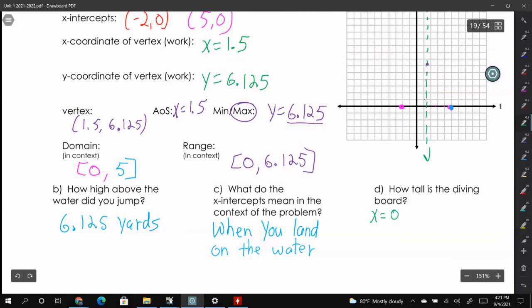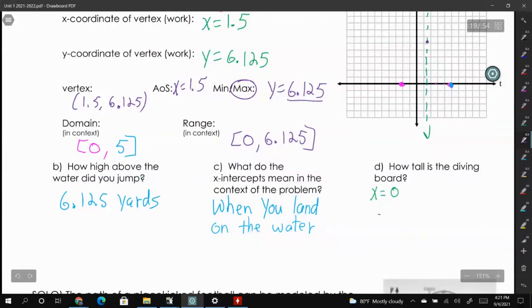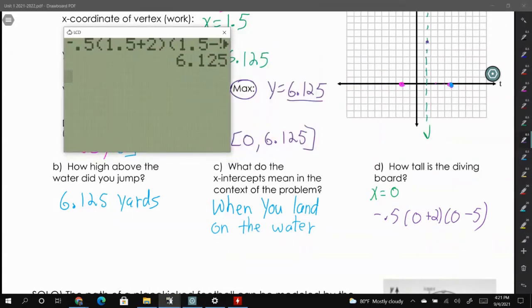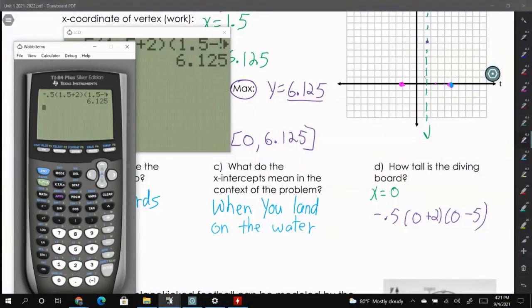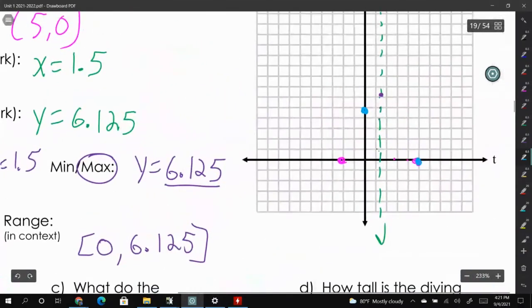We can say, okay, x is equal to 0. And we plug in 0 to our equation up here. Negative 0.5 times 0 squared plus 2 times 0 plus 5. And again, we can type that into our calculator, or you can do it in your head. You will get 5 yards.